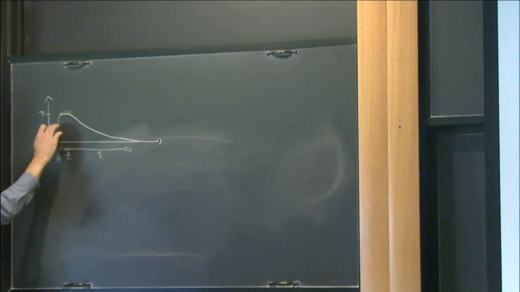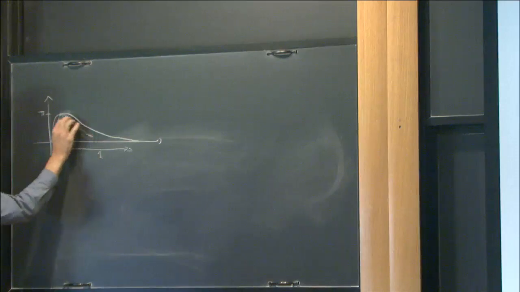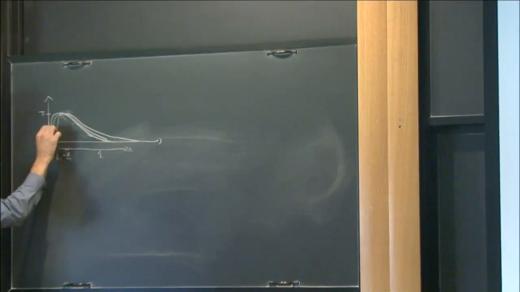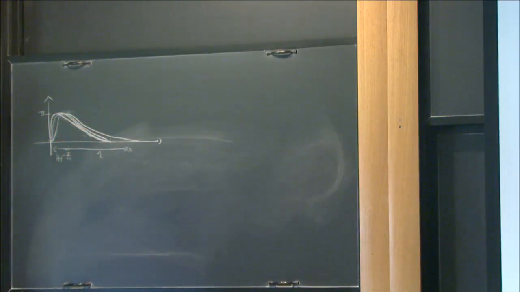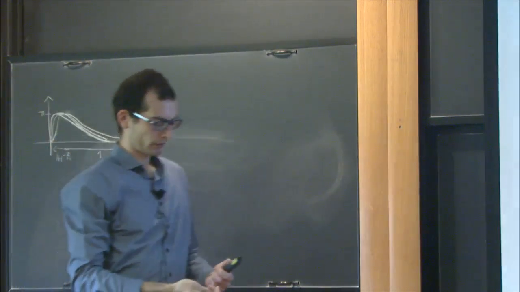And then as time goes to infinity, this first part becomes more and more concentrated, and the second part is always the same scale, 1. And as time goes to infinity, this scale tends to 0 here. This is how these solutions behave.